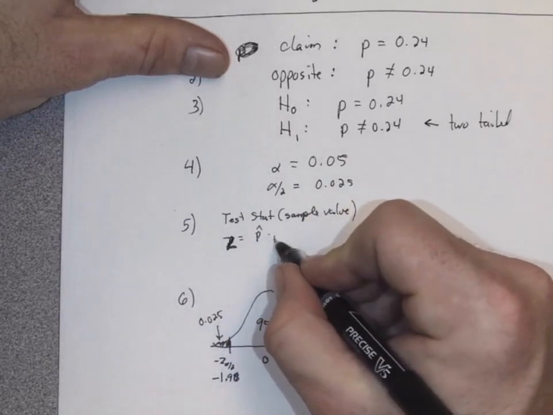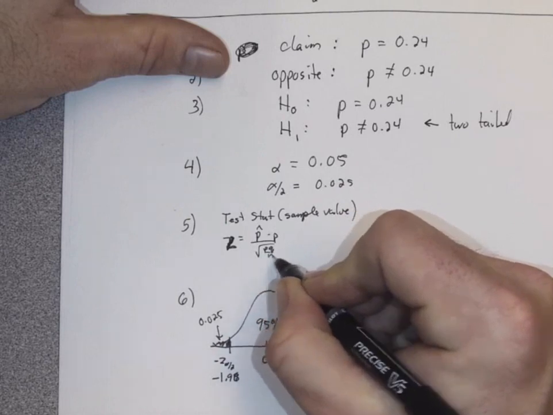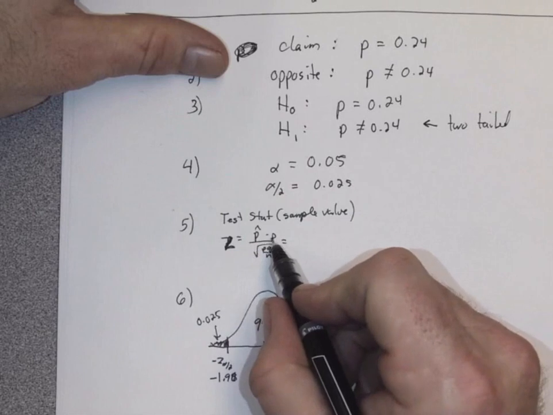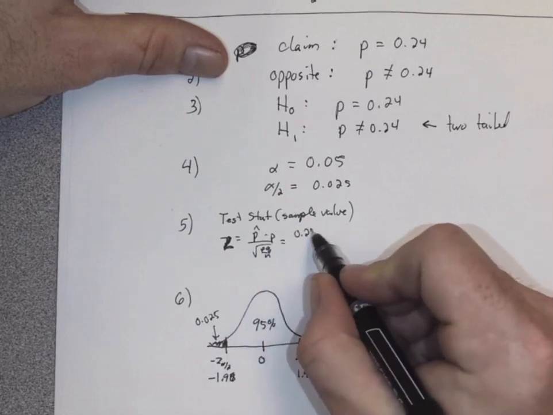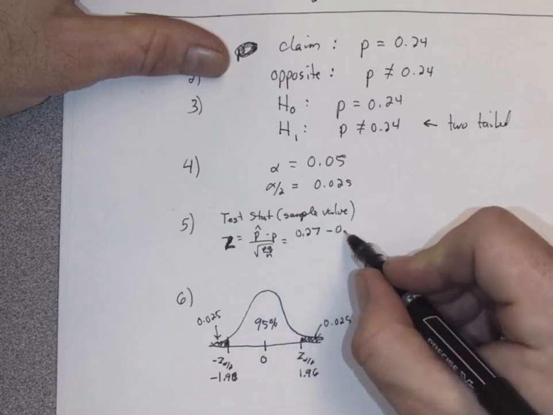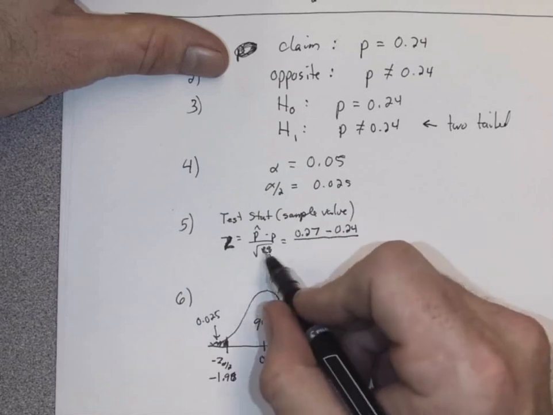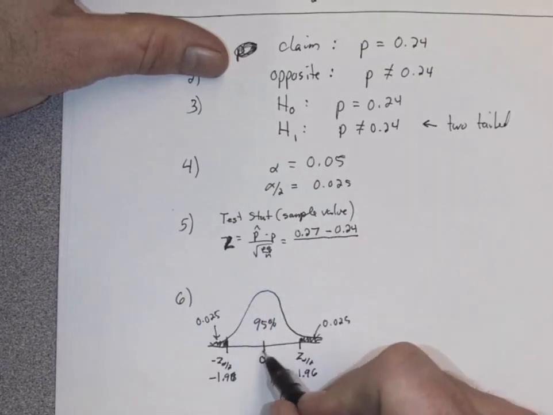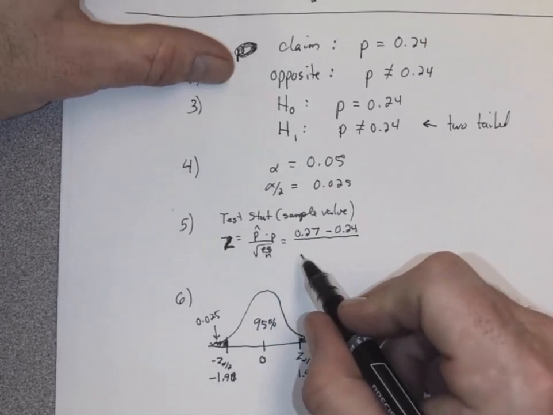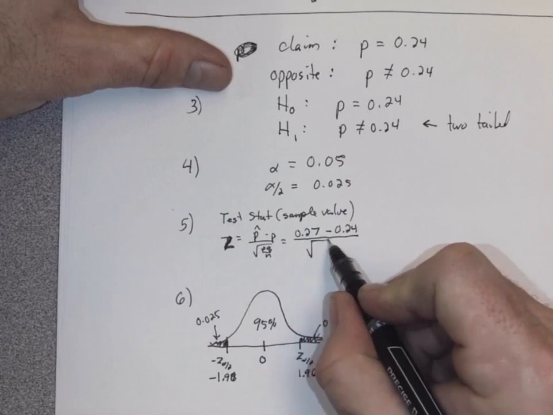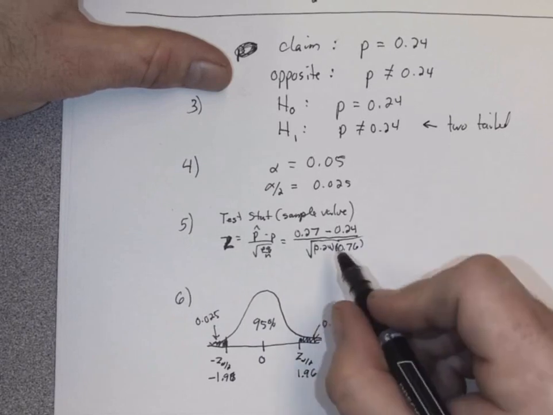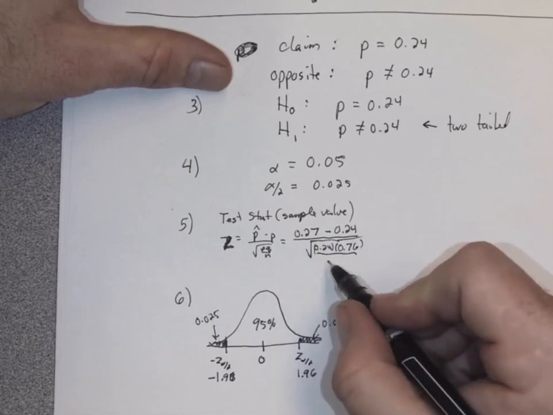z is equal to p hat minus p, all over the square root of p times q over n. So p hat is the sample, p is the claim. So p hat is 27% minus, remember you have to put everything in decimal form because we're going to put it in our calculator, minus our 24%, which happens to be our claim. Notice how none of these things in the denominator have hats, because we center around the claim as opposed to the previous chapter where we centered around the sample. So the denominator is the square root of 0.24 multiplied by 0.76, all divided by n, and n was equal to 100.